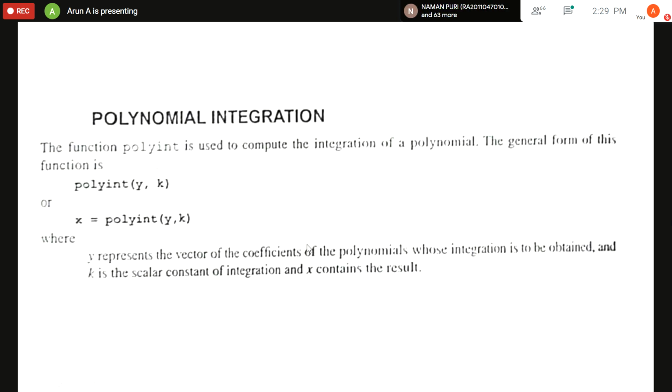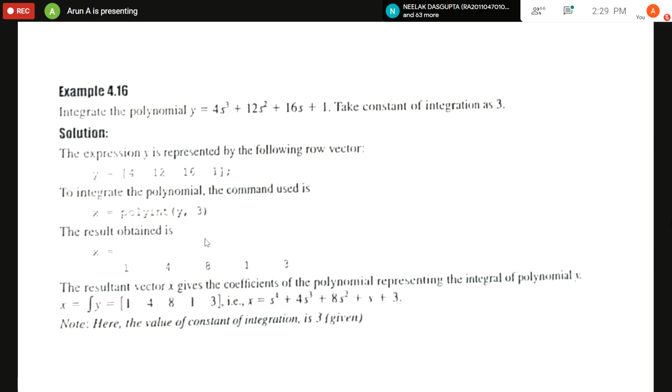Okay, this is the command. We'll see how this command works. Now what's this question? They'll be defining the question whether it is integration or differentiation. Integrate the polynomial y is equal to 4s cubed. So what you do is take the constant of integration as 3.